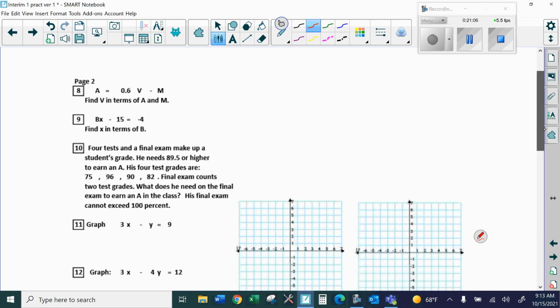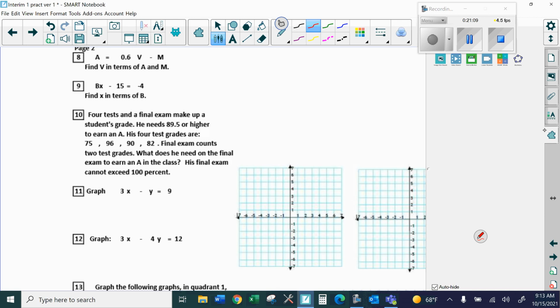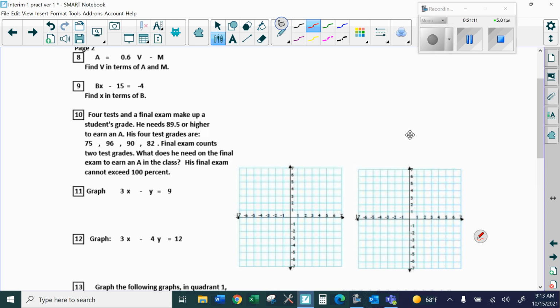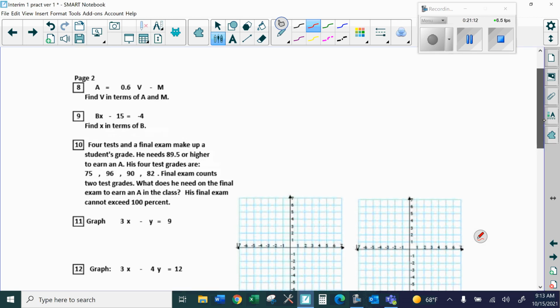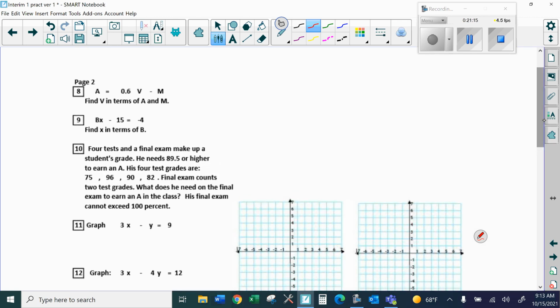Number 8. We're now solving again for terms here. So to find V in terms of A and M. So it really just says find V, what it means. When it says in terms of A and M, that means A and M are going to be your answer. You better not be thinking of getting rid of A and M, but you're solving for V. When it says find V, that just means solve for V. So again, we have reverse PEMDAS. Okay, just like the last one.